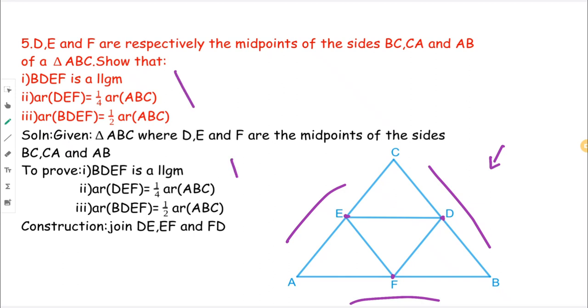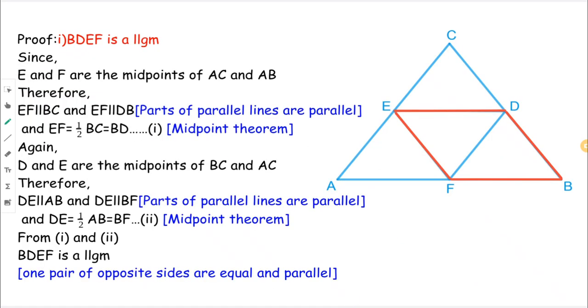So write the given, to prove, and construction. We will join these three lines. Alright, now let's start with the first proof. BDEF is a parallelogram. Okay, so you can see the red lines, right?